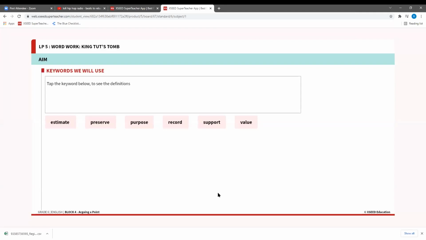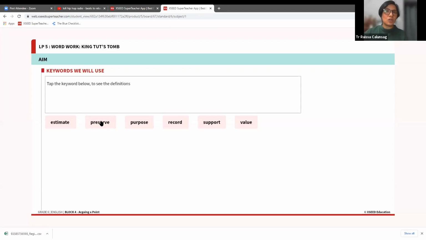Okay, estimate. The next word is preserve. It's important to preserve what we know about Philippine tribes.